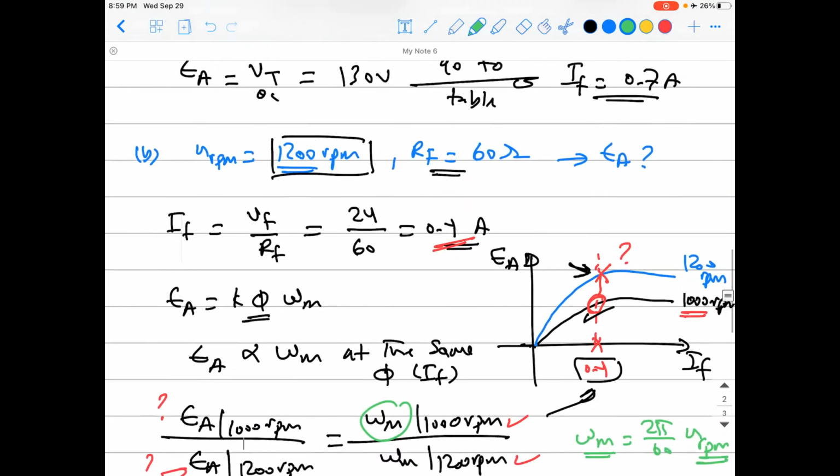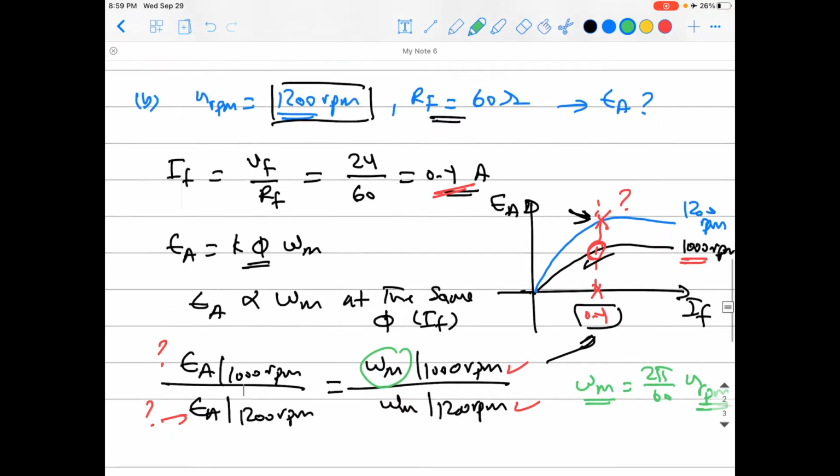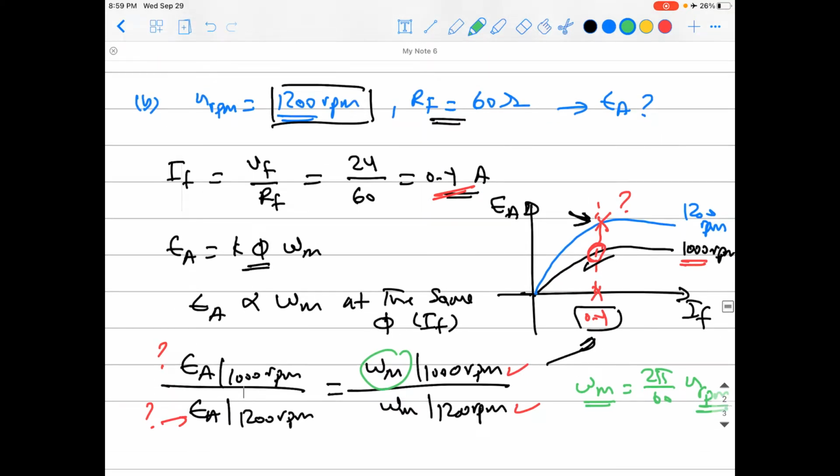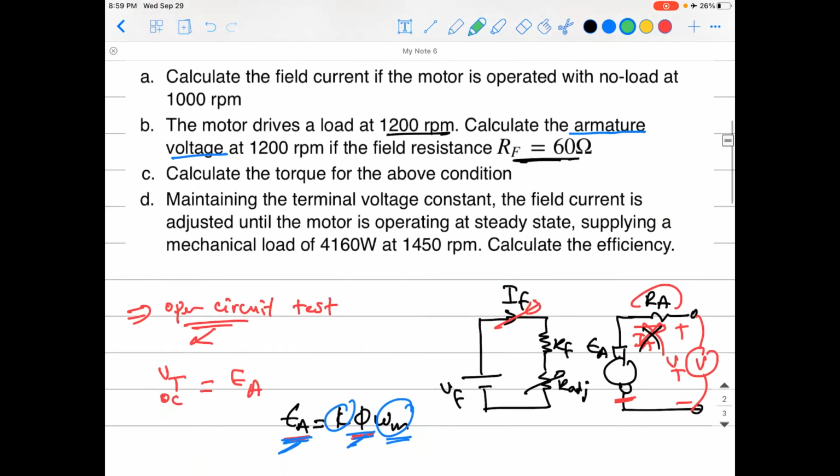Okay guys, I hope you understand what's happening. So here's the point. The table is at a certain speed and you want to work at another speed, so you will just need to make some sort of direct relationship calculation to find these values. Fine. So that's number B.